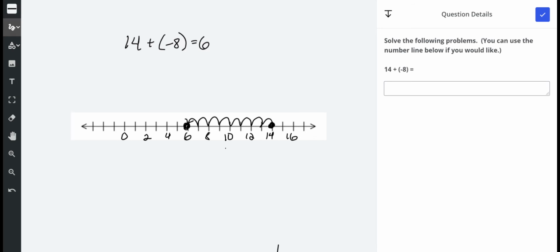Another way to look at this is you have a positive 14 and a negative 8. So that means that we need to subtract these two. 14 minus 8 gives me 6. Then identify the larger number, which is 14, and figure out is 14 positive or negative. It's positive, so therefore the answer is positive.